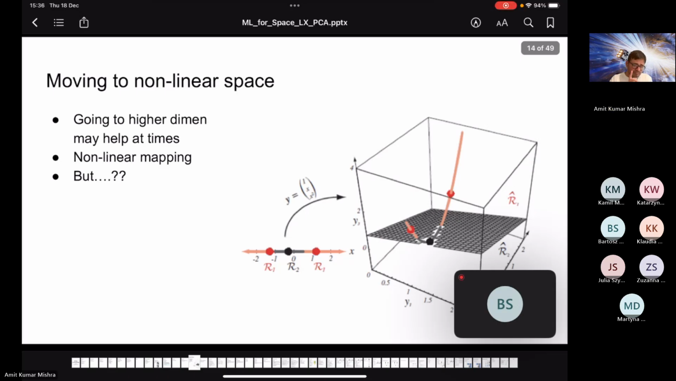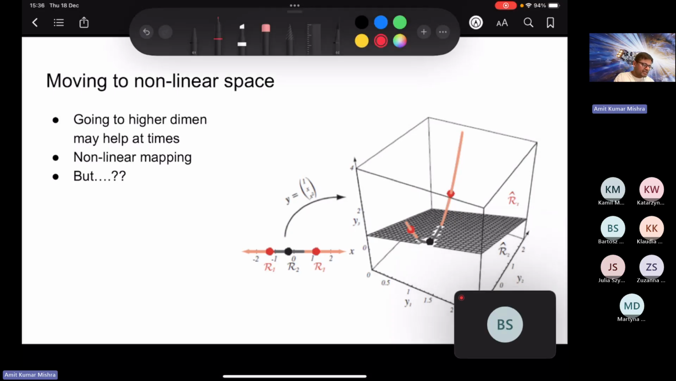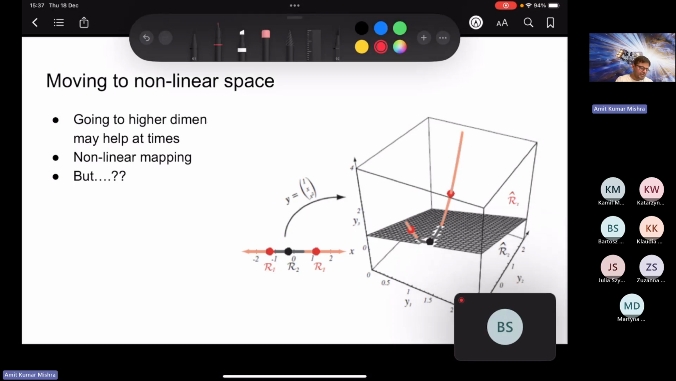But in a more abstract sense, sometimes your data may look more interesting when you transfer to a nonlinear space. This is a simple example you see here. What it shows is you have linear data, this one, and it has two classes. This is class 2, and this is class 1.